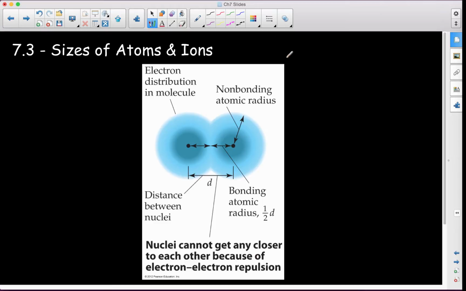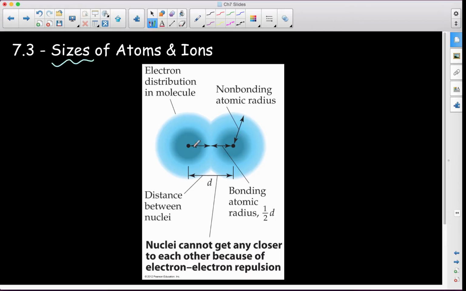Hello AP Chemistry and welcome to 7.3 Sizes of Atoms and Ions. To be mindful, atoms means neutral, and ions are charged. Quick note about what we mean in terms of size, so it's important to know what we're talking about.